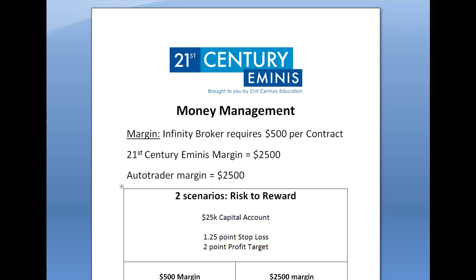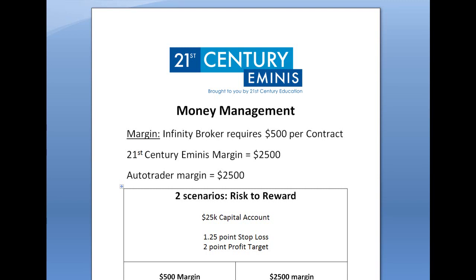So what is money management? It's basically the amount of margin that you use on each single trade that you do. Infinity, our broker, requires us to have at least $500 per contract in our account to trade a single contract. So if you have a $2,000 account, Infinity will allow you to trade at least 4 contracts. They call this the margin or performance bond. That's quite a low number that they require you to have.